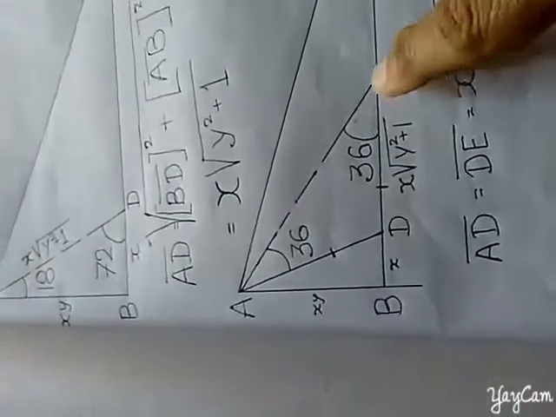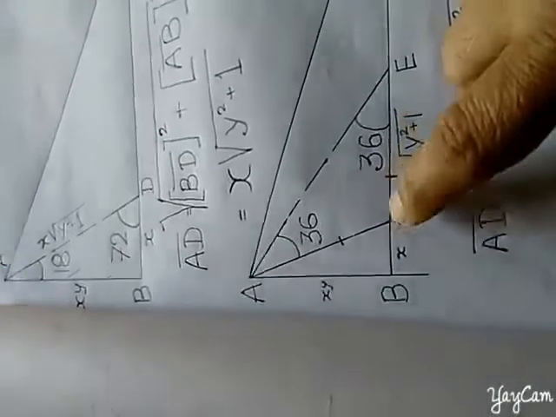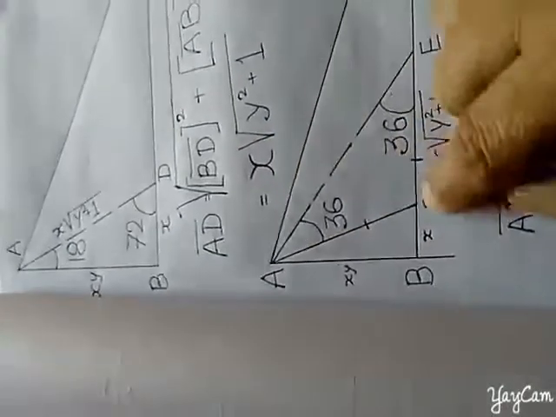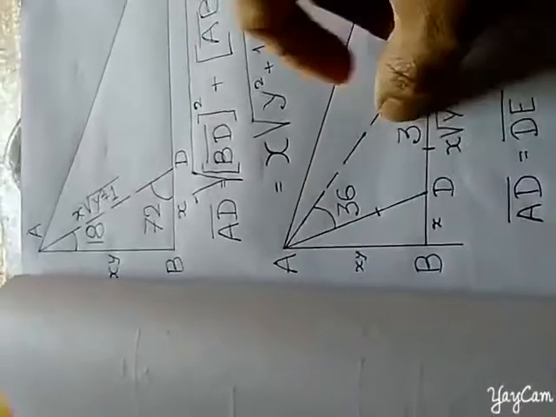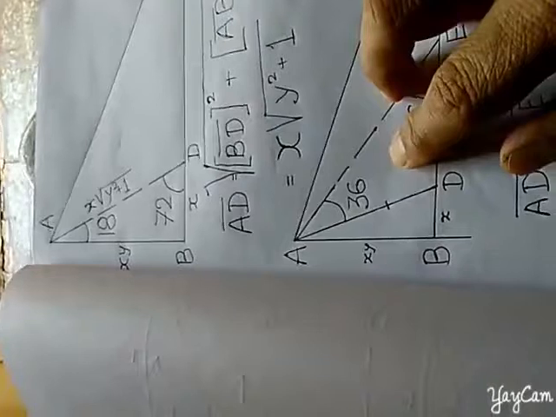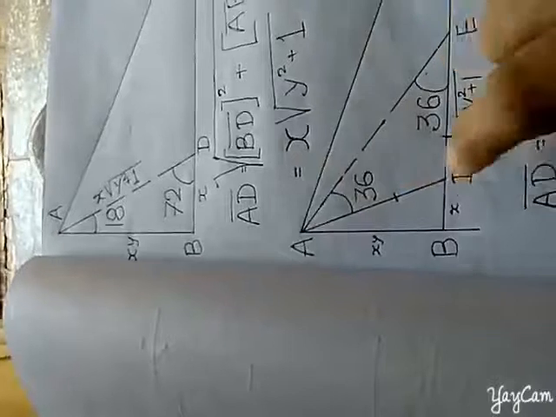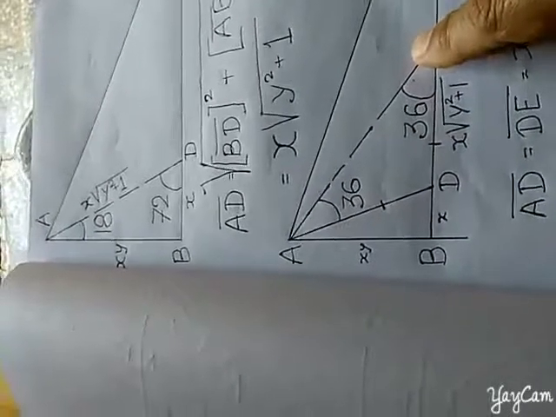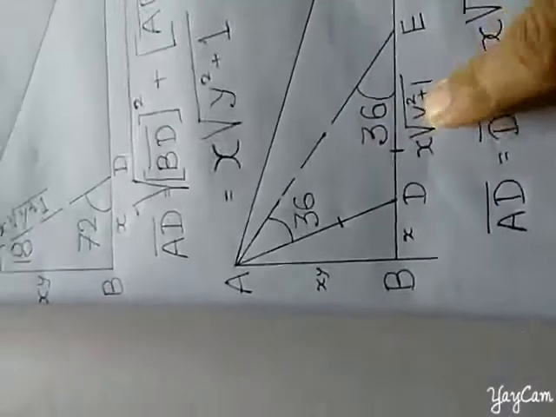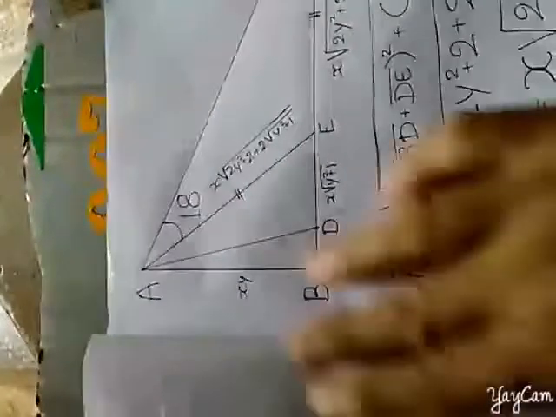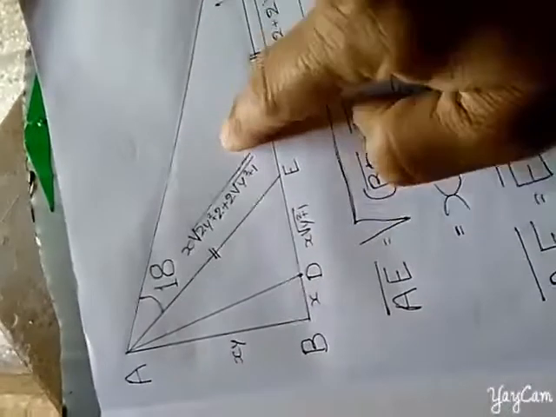And then we draw a line from A to E on BC and make the angle DAE as 36, so DEA becomes 36, and this triangle becomes an isosceles triangle, and the sides AD and DE are the same. So AD is x times the square root of y squared plus 1, so DE is also x times the square root of y squared plus 1. And now we think about this triangle.